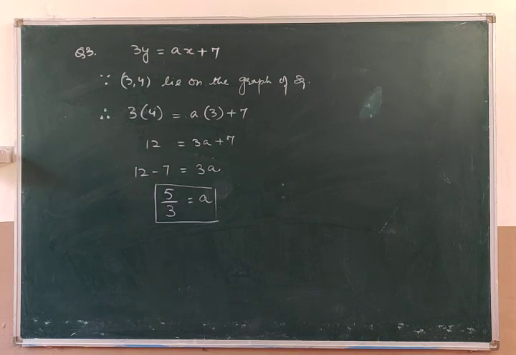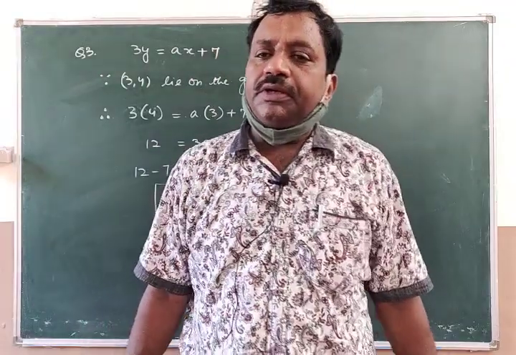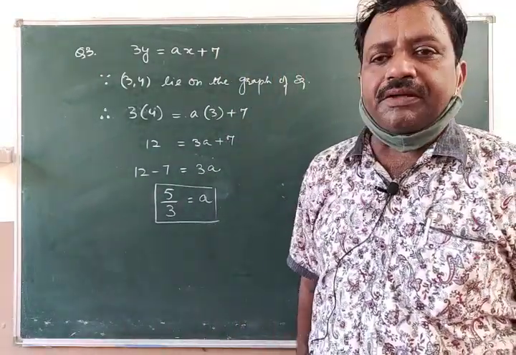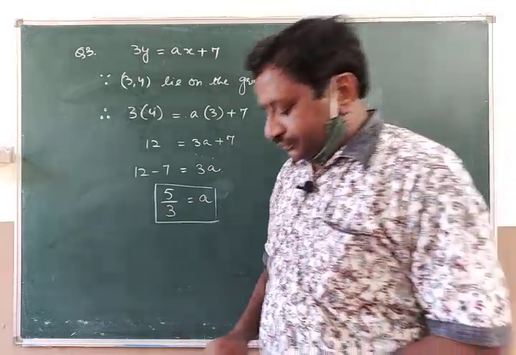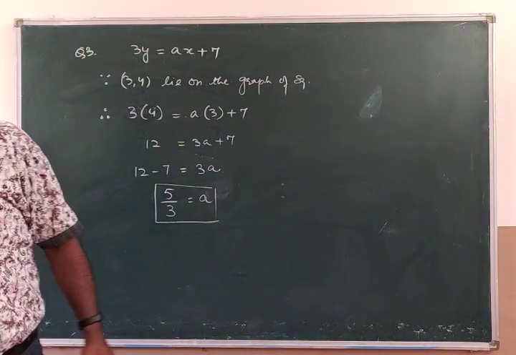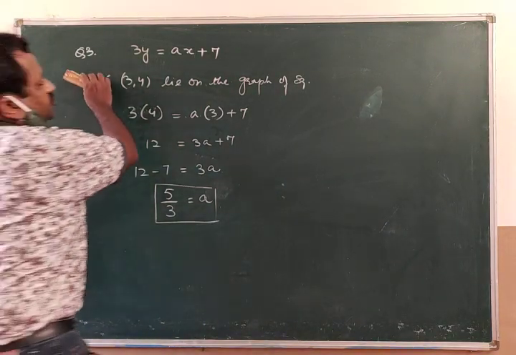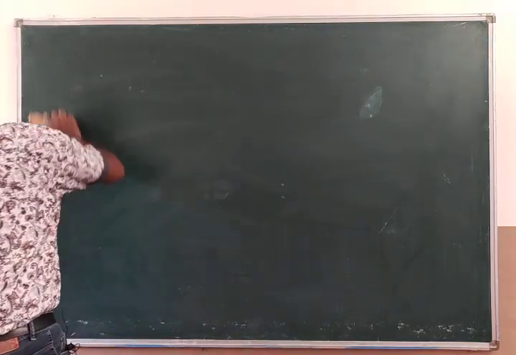Next is question number 4, then questions 6, 7, 8. These are the questions in which we will first make the linear equation by reading the statement into variables, then we will draw its graph. So question number 4, taxi fare in a city is as follows.